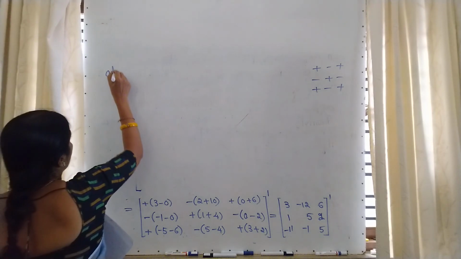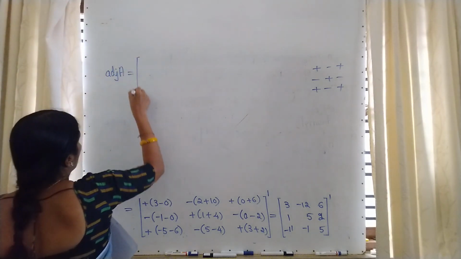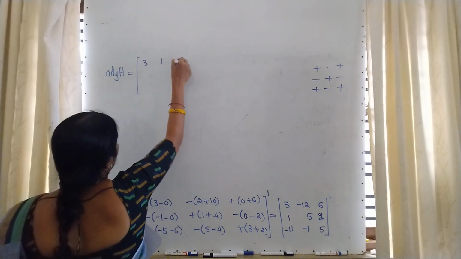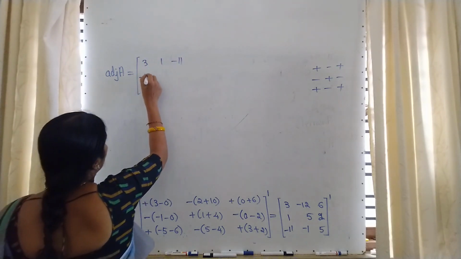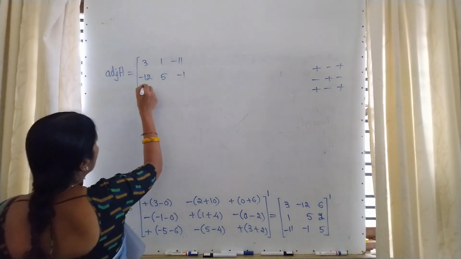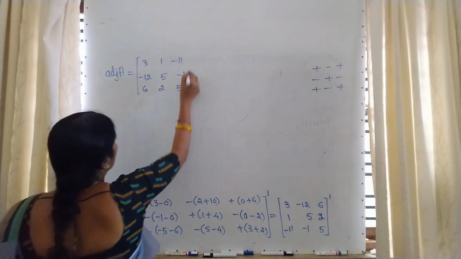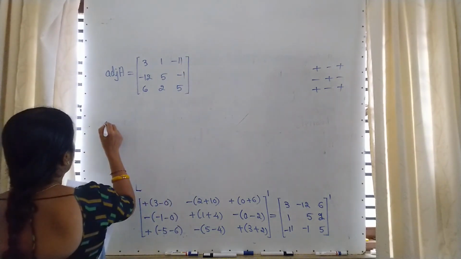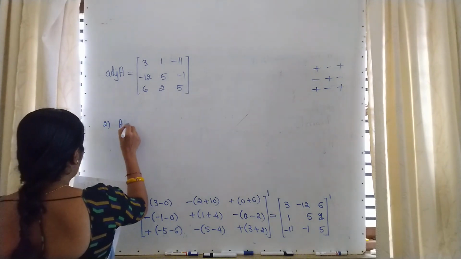Therefore, adjoint A is equal to, we are writing the transpose. The rows become columns, columns become rows. So this is how we find the adjoint. Try one example as homework.